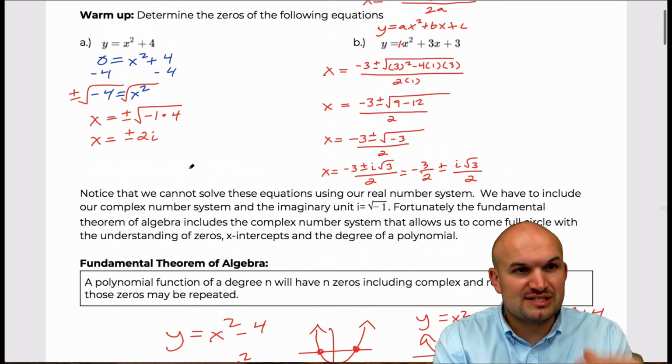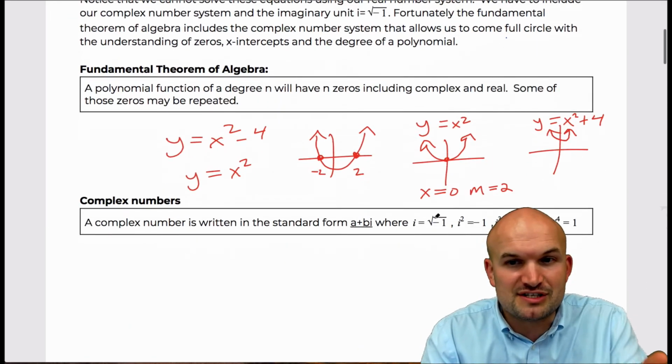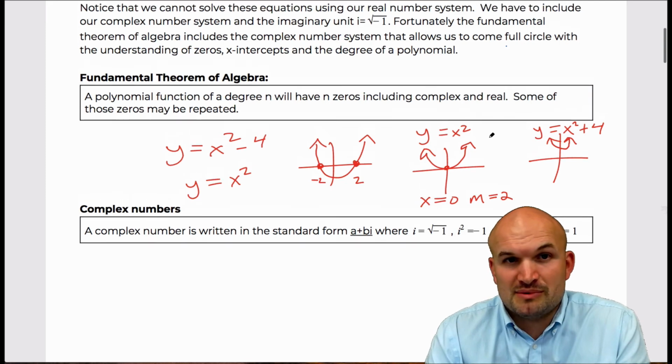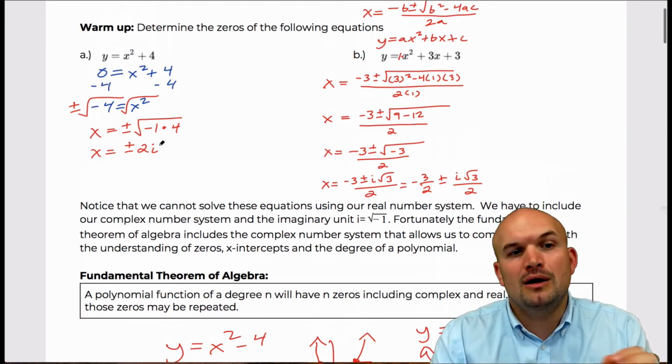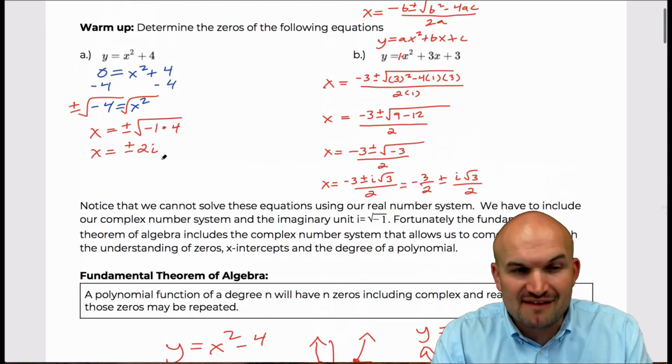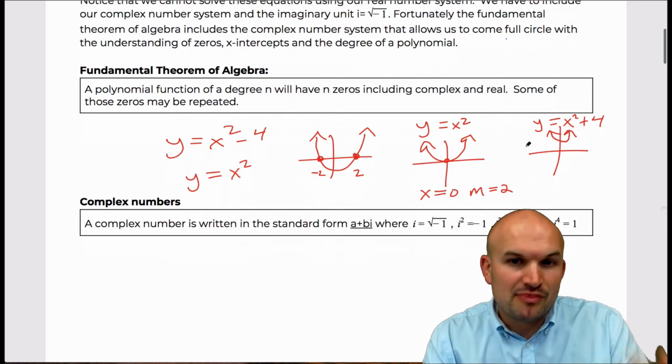But you can see when we solved, we couldn't find the x-intercepts in the real number system because the graph doesn't cross the x-axis in the real number system. However, by solving using the complex number system, we were able to identify a positive and a negative complex number. And those are going to be your zeros.